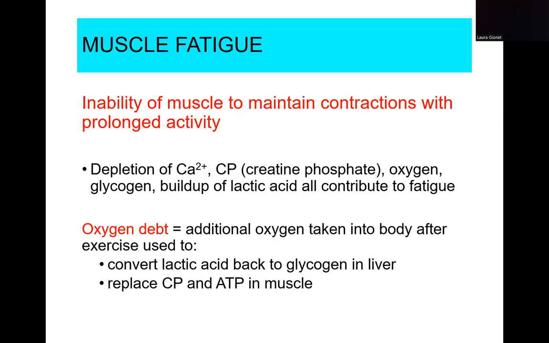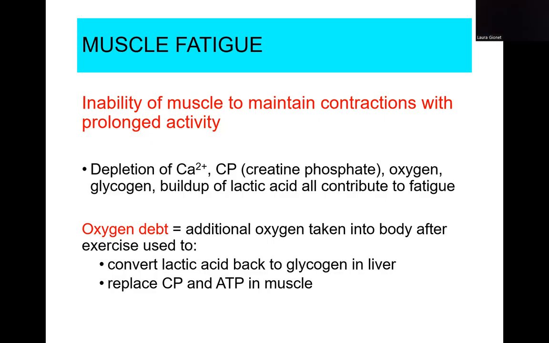Or in the case of, let's say, you're doing maybe a bench press, if you want to think of it that way, and you're working your chest muscles, your pectoralis major and minor. And you get to the point where you want to push one more rep out and you're just like, oh my God, I'm barely getting that, and your arms are shaking. That's fatigue, the inability to have muscle contraction over prolonged activity.